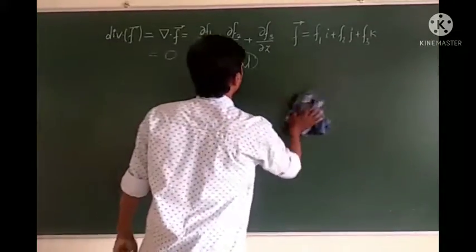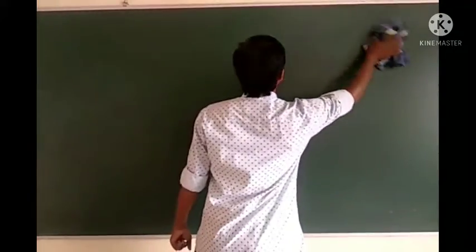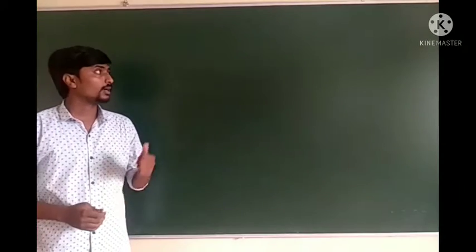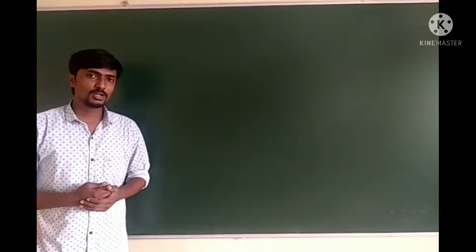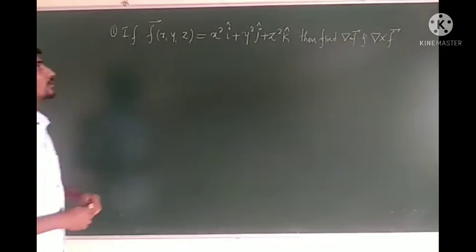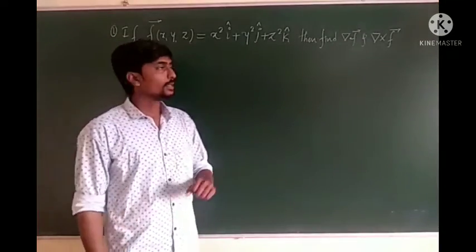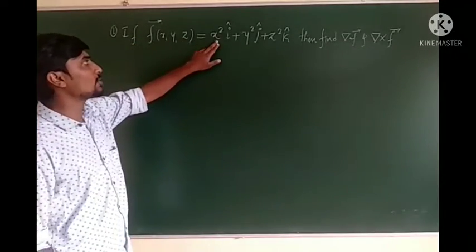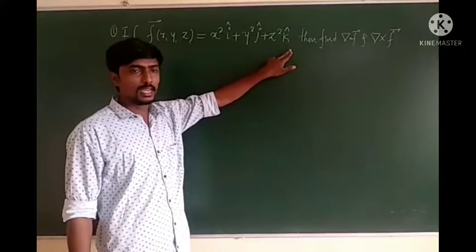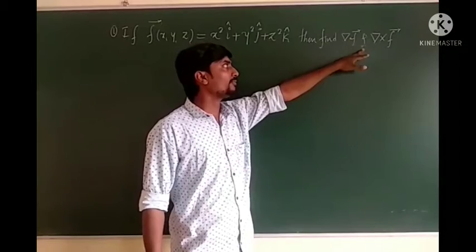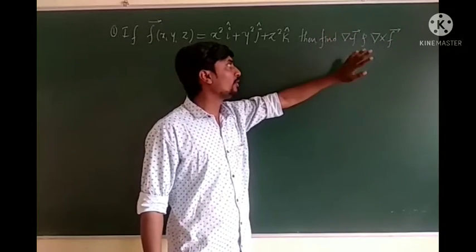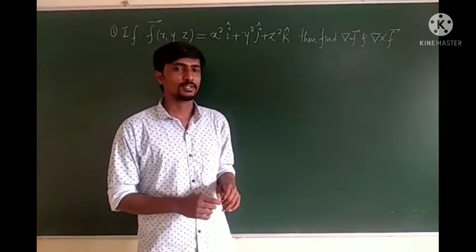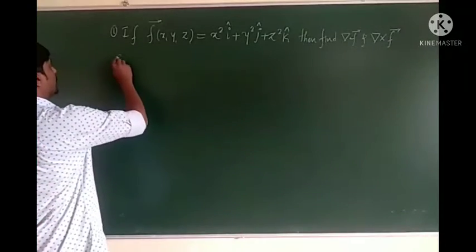Write out the first example here. Given that f is a vector function given by x square i plus y square j plus z square k, find del dot f and del cross f. So we need to find the divergence of the vector function and the curl of the vector function. Let's find this out.